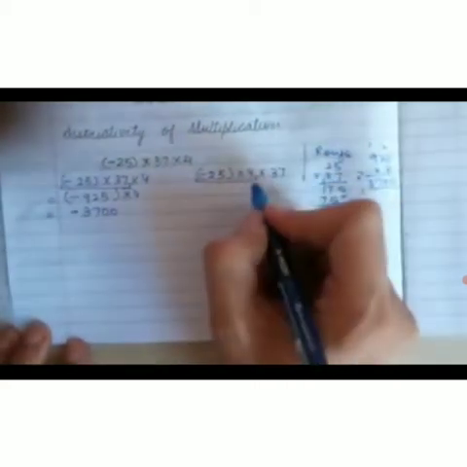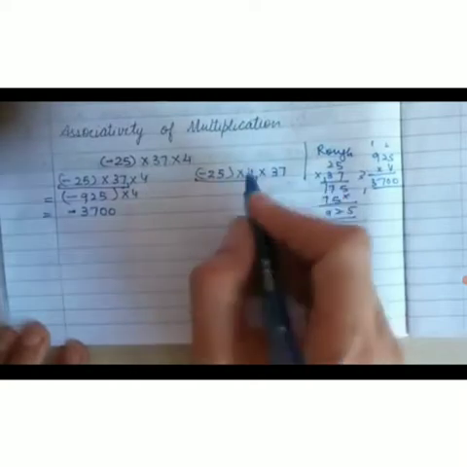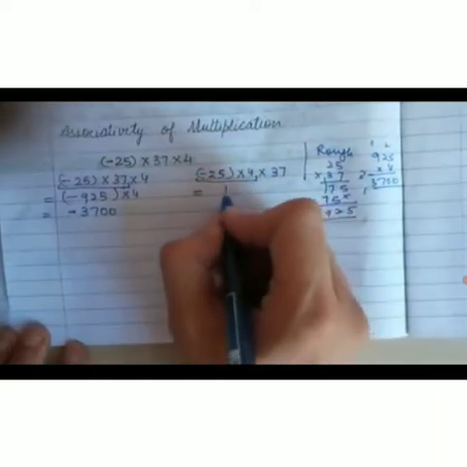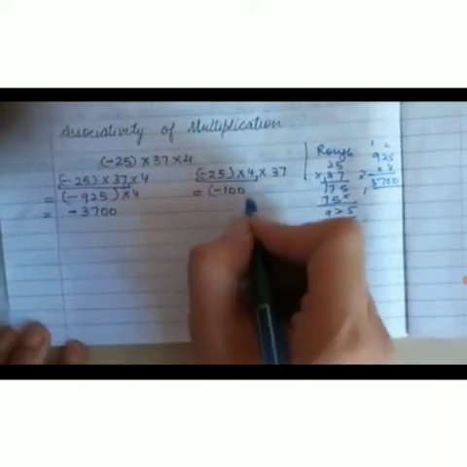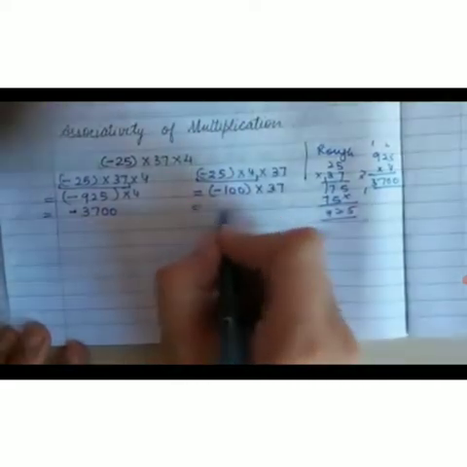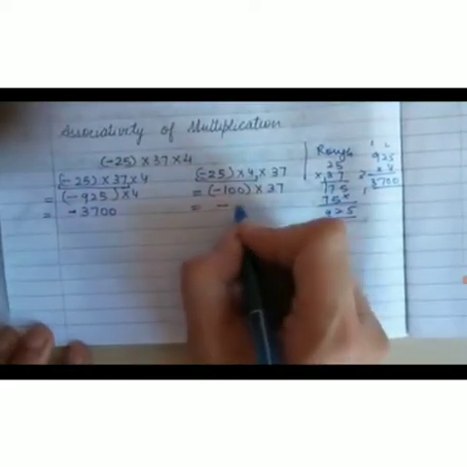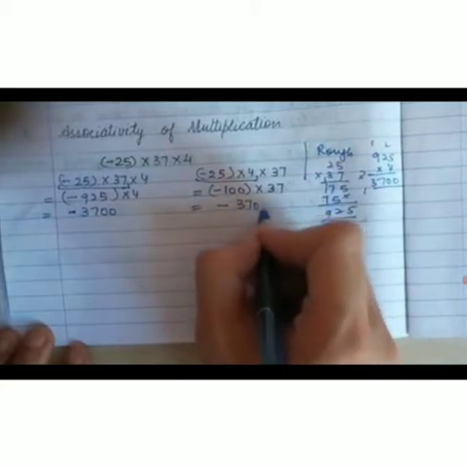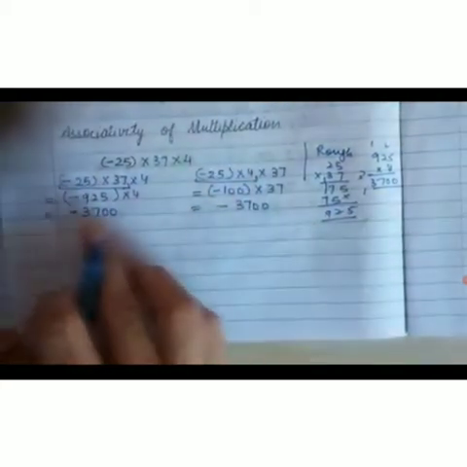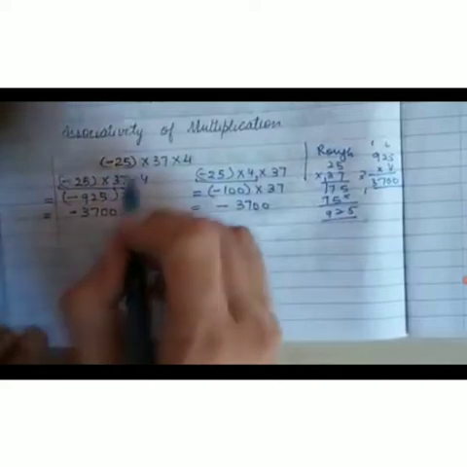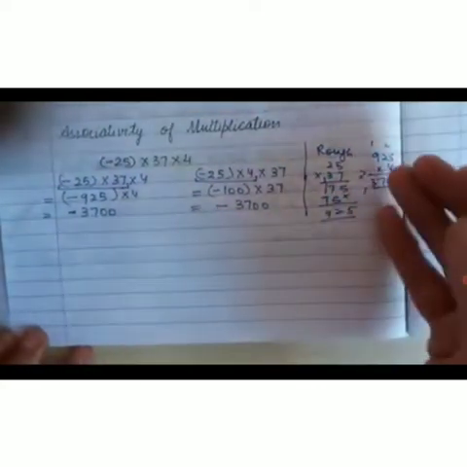So minus 25 into 4, you can take any two numbers, right? So it's minus 100, into 37 means it's also the same answer, that's minus 3700, right? Yes. So this is the associative property of multiplication.